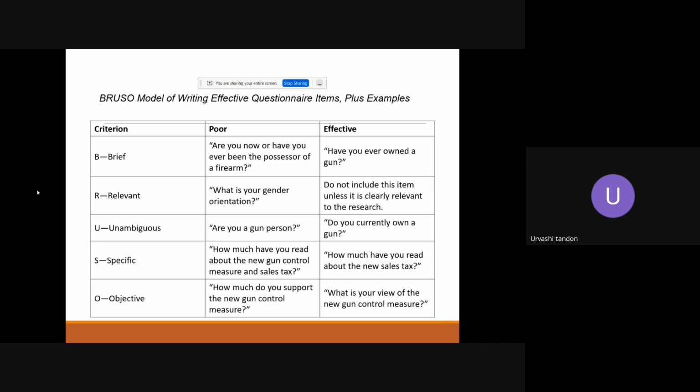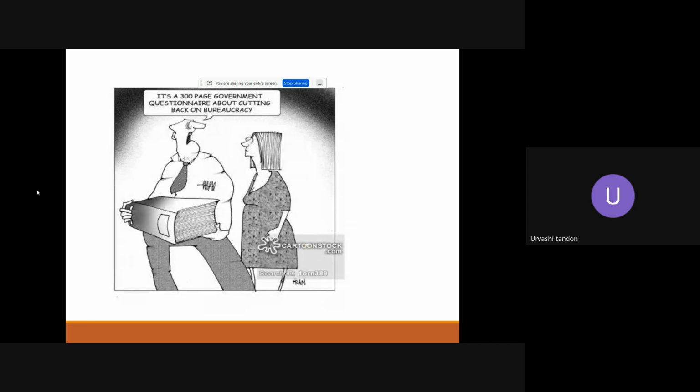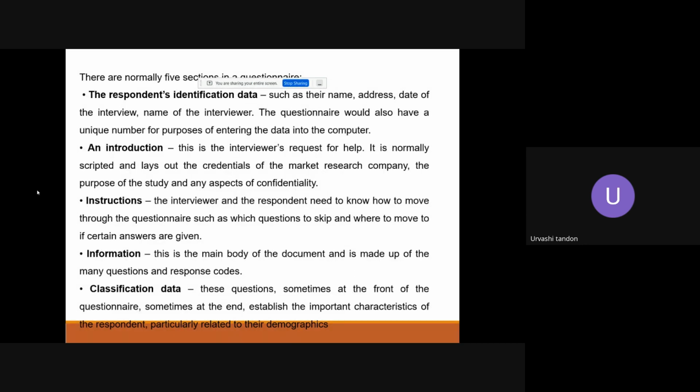And objective. First of all, go by your objectives. Always frame your questions related to your objectives, and we have to stop this practice of the 300-page government questionnaire about cutting back on bureaucracy, because we have to make the questionnaire very simple and very easy to understand.